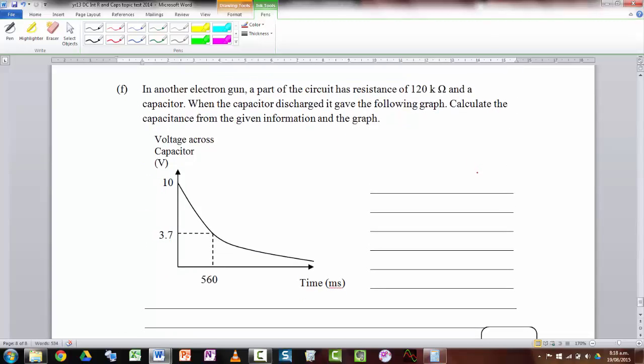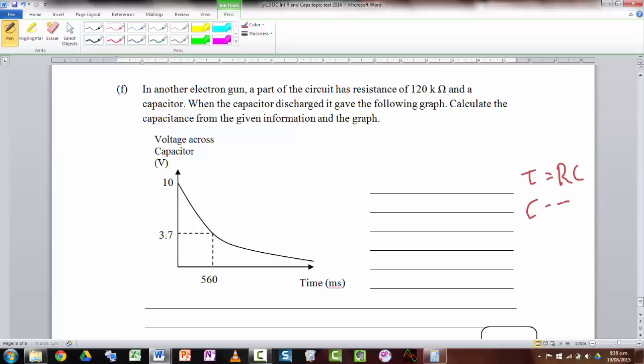For part F, in another electron gun, a part of the circuit has a resistance of this and a capacitor. And here we're shown what happens after the first time constant. So here we're asked to figure out the capacitance. Well, we know that we're given tau. It's not letting me draw here at all. I have to do it on the margins. Tau is equal to RC.